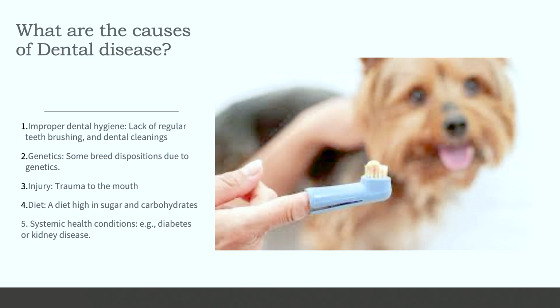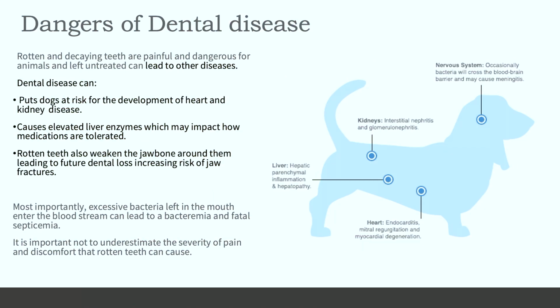There are also systemic health conditions. So certain health conditions, such as diabetes or kidney disease, can increase the risk of dental disease in some of these animals. The dangers of dental disease are often one of the main things that you need to speak to owners about in order to encourage them to take more care with their animals' teeth.